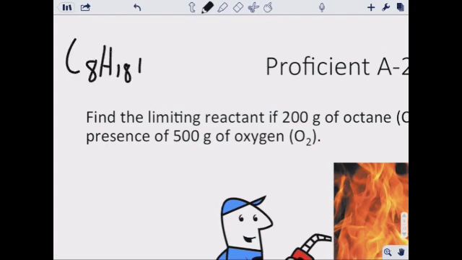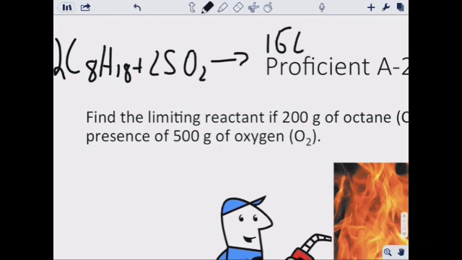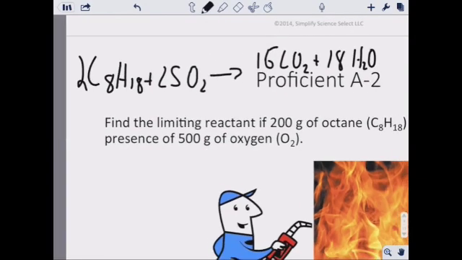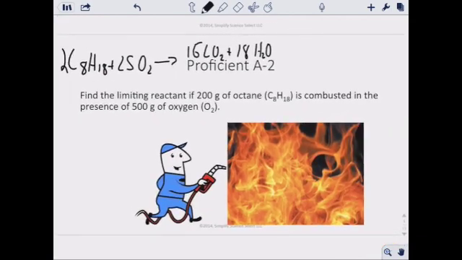It's 2 moles of C8H18 plus 25 moles of O2 produces 16 moles of CO2 plus 18 moles of H2O. Okay, there's our balanced chemical equation. Now we're going to have to do this twice, just like we did the previous problem. And we're going to look at our octane, and we're going to look at our oxygen.